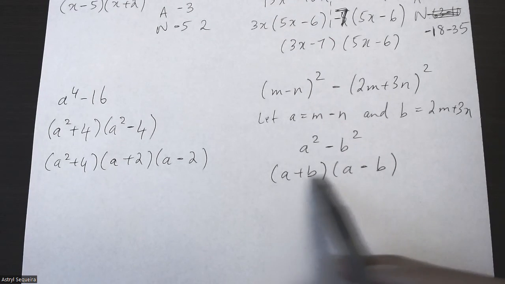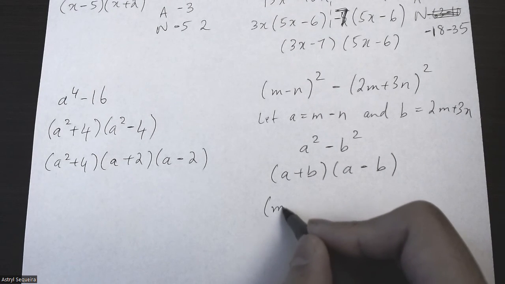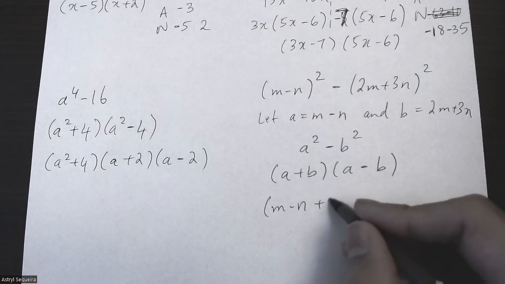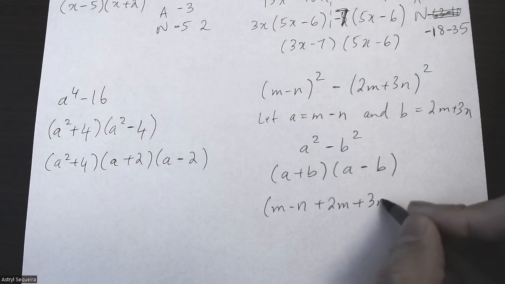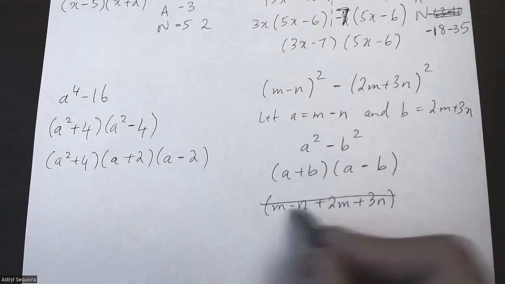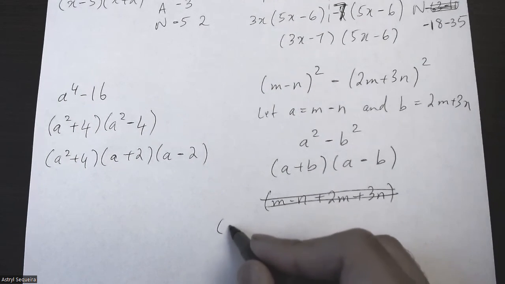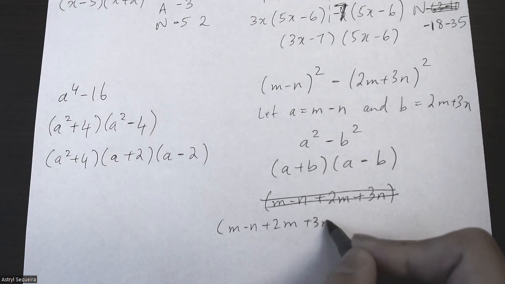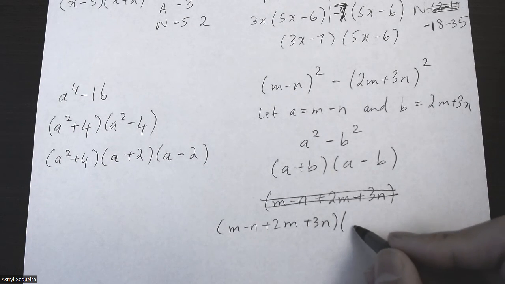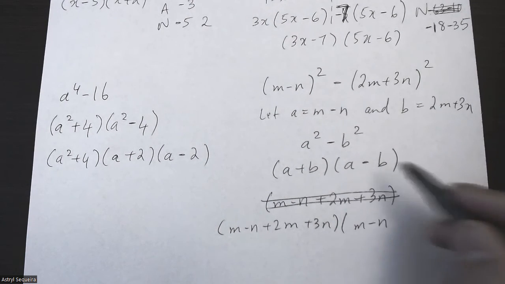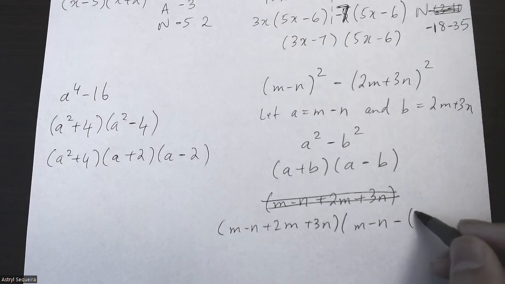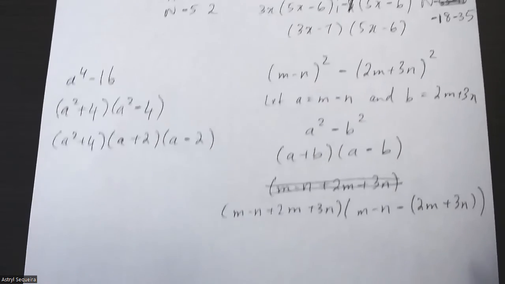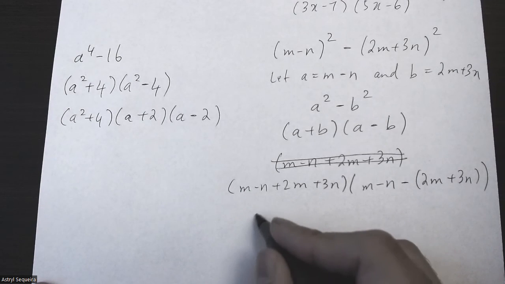Then I have to replace the a's with m minus n and the b's with 2m plus 3n. I'm not going to fit in this line, so I'm just going to move it a bit to the side. m minus n plus 2m plus 3n. And over here, I have m minus n. For the negative sign, make sure you use a double bracket because this negative is going to distribute into this bracket.